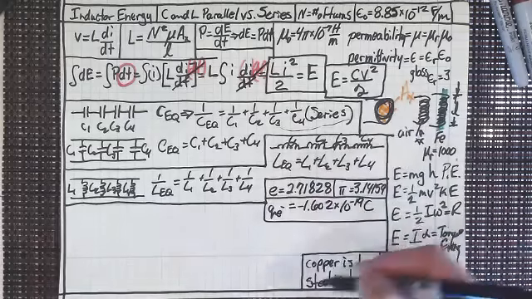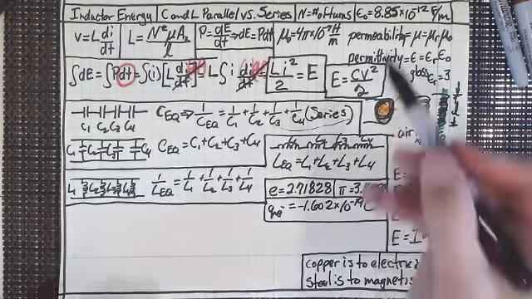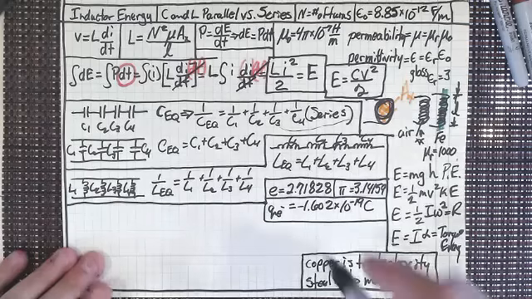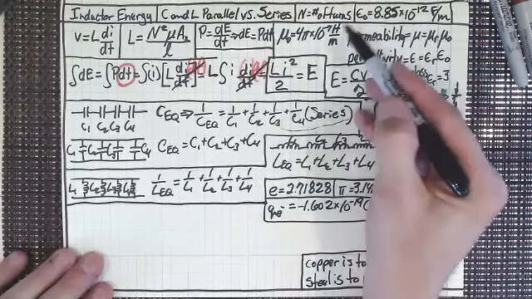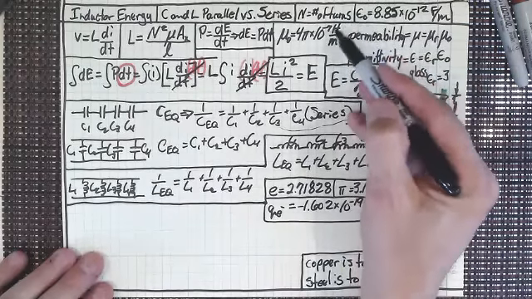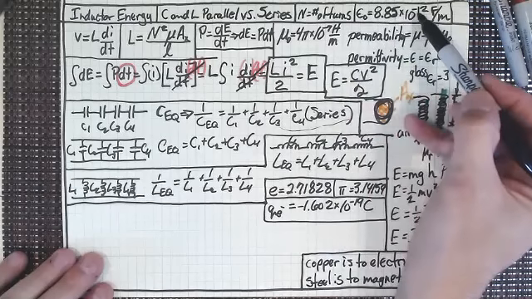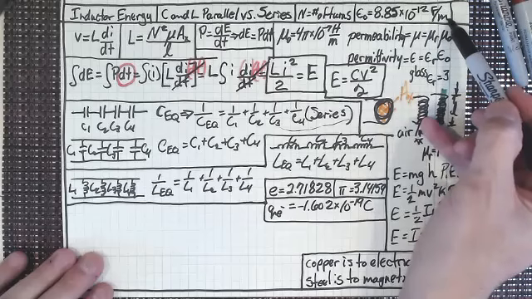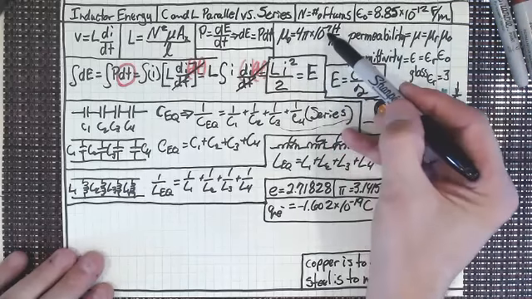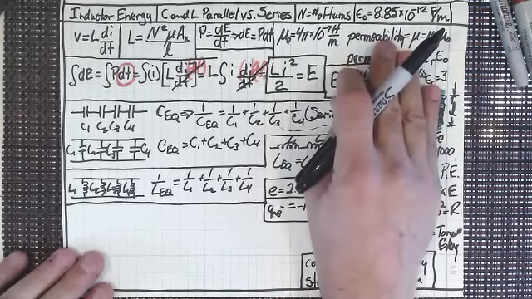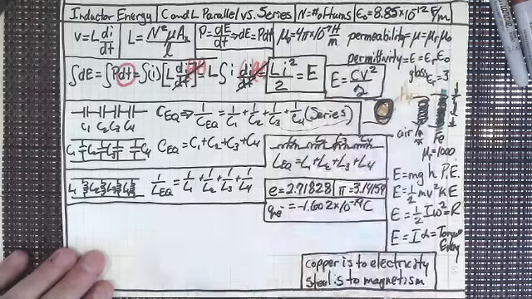These are all things that you commit to memory. These two things are going to be committed to memory now for the rest of your lives because you're electrical engineers. Epsilon sub 0, 8.85 times 10 to the minus 12 farads per meter. Mu sub 0, 4 pi times 10 to the minus 7 henries per meter. Why is that so important? Let's do this.